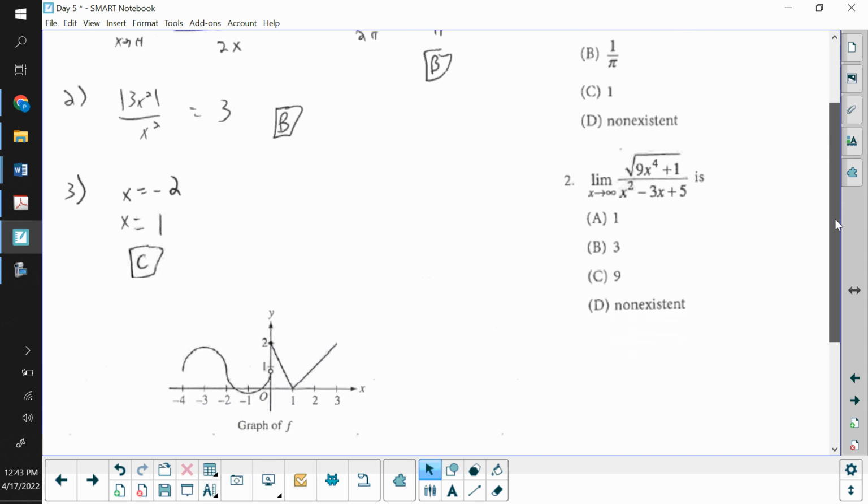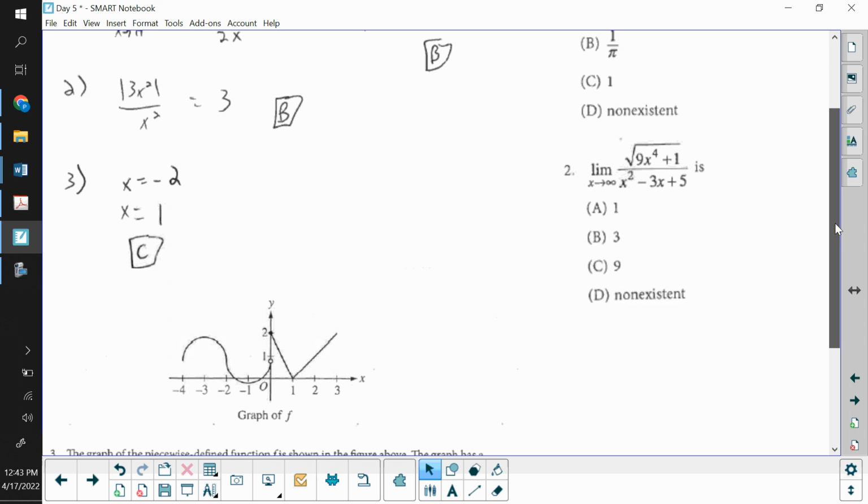In 2, because we're going to infinity, really the biggest powers are all that matter. So we want to look at the square root of 9x to the 4th and the x squared. Well, the square root of 9x to the 4th is the absolute value of 3x squared. Because x is going to infinity, the x's will be positive, so the inside will always be positive, and we just think of that as 3x squared. So we'll have 3x squared over x squared, which just gives us 3.